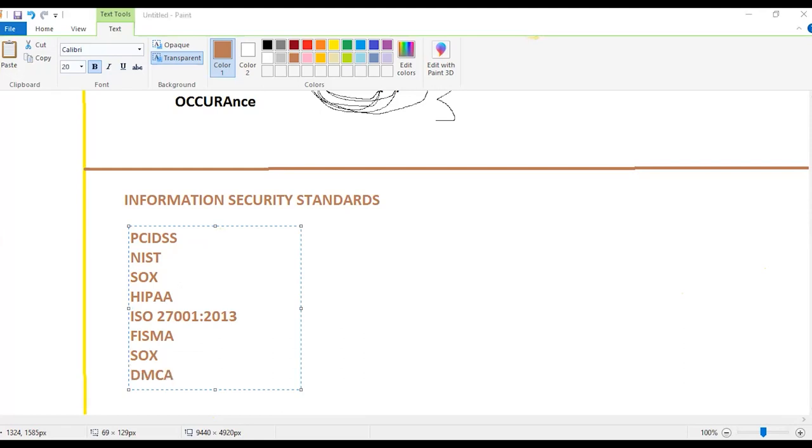DMCA, Digital Millennium Copyright Act. This act fights for copyright. Whatever copyrights you have, they fight for that, and it comes under this section. Last is GDPR, General Data Protection Regulation.